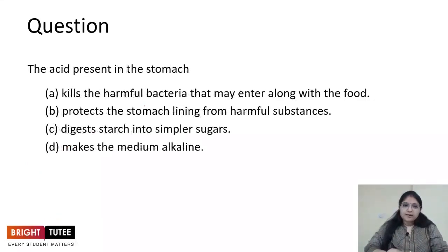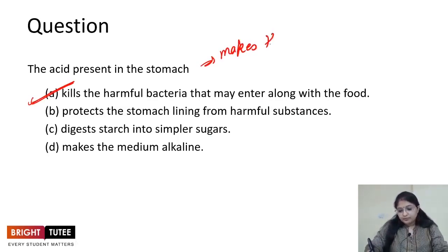The acid present in the stomach, what is the function they are asking? Kills the harmful bacteria that may enter along with the food, protects the stomach lining from harmful substances, digests starch into smaller sugars, makes the medium alkaline. So the answer is, it kills the harmful bacteria that may enter along with the food. Also, it makes the medium acidic, right?